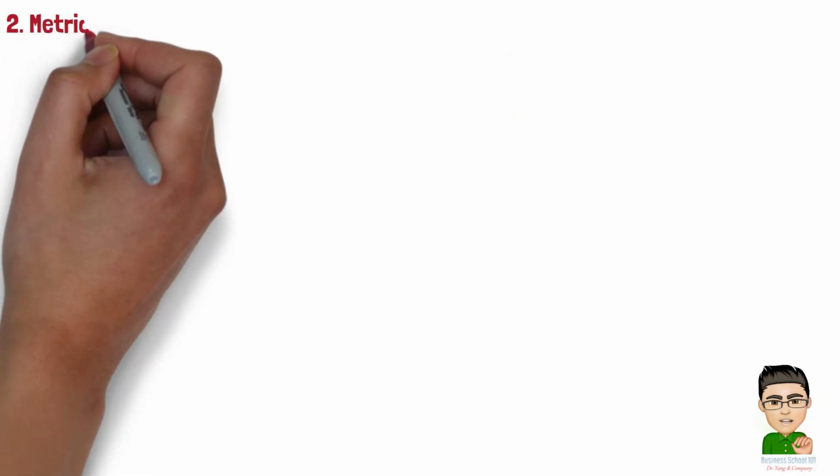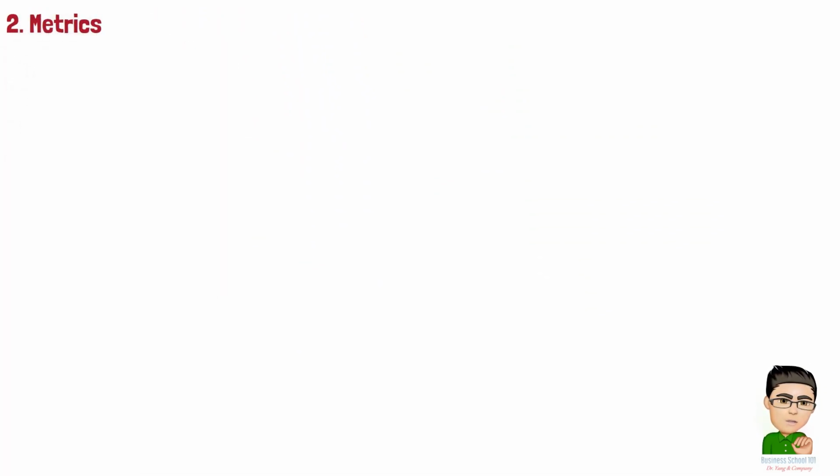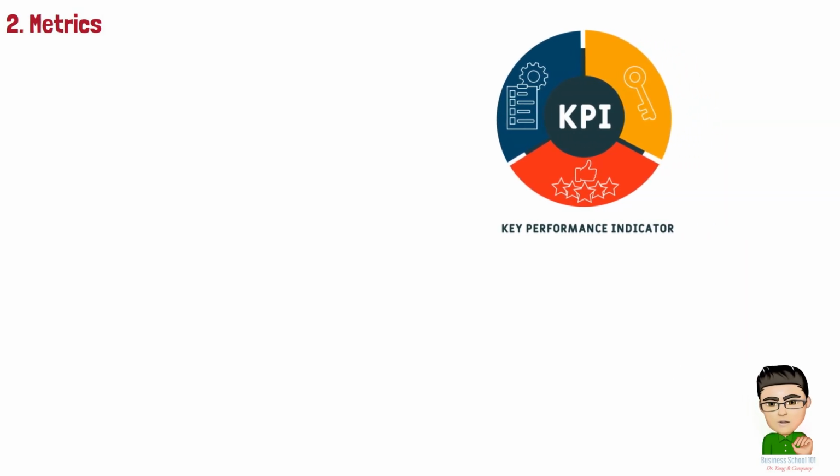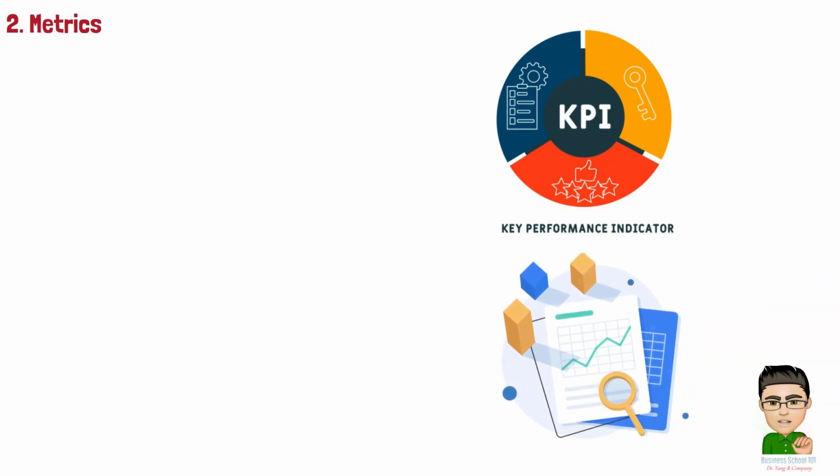Section 2. Metrics. Performance management relies on a variety of metrics to assess individual, team, and organizational performance. The choice of metrics can vary depending on the specific goals, objectives, and industry of the organization. Here are some common metrics used in performance management.